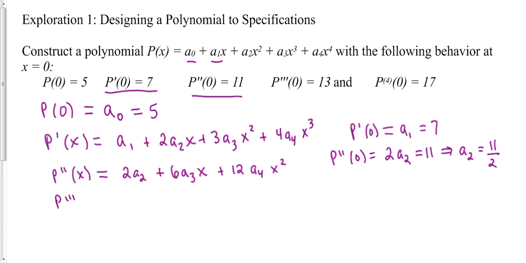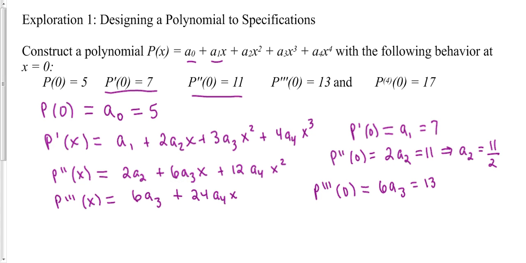So we have to figure out what the third derivative is going to be, and that's going to give us 6a3 plus 24a4x. And once again, we're going to evaluate that third derivative at 0, and that's going to give us 6a3, and that has to be equal to 13, or a3 is going to be equal to 13 over 6. And we're almost out of criteria, which is good because we only have one more coefficient left.